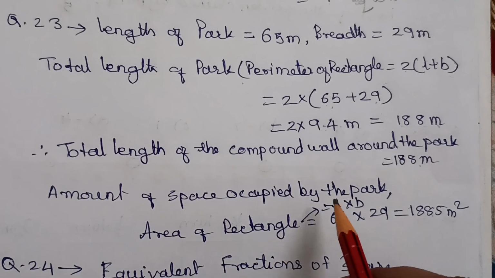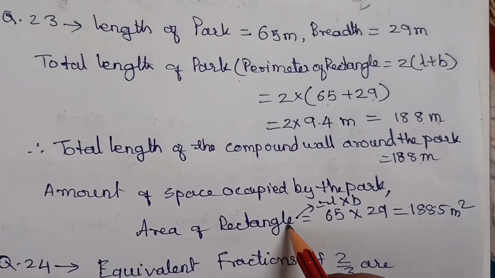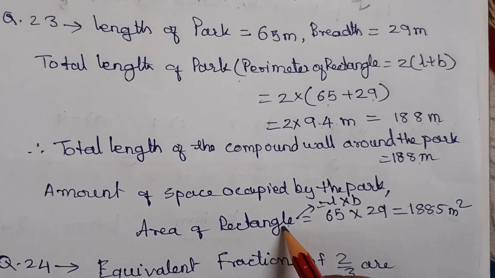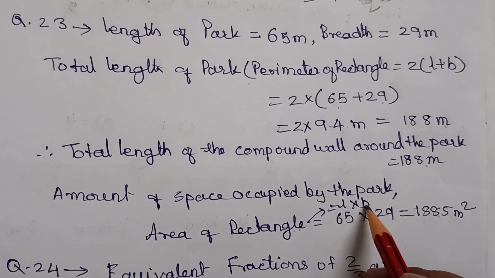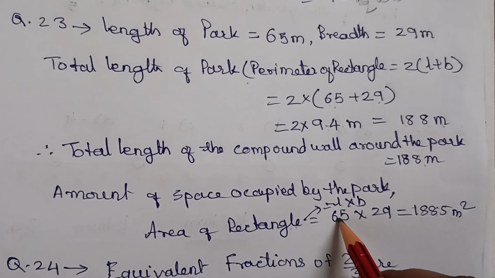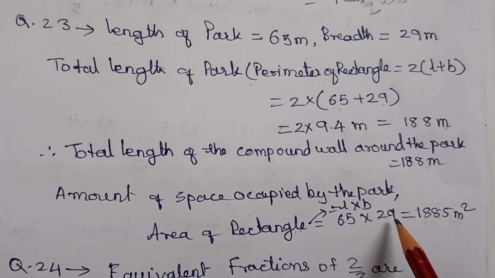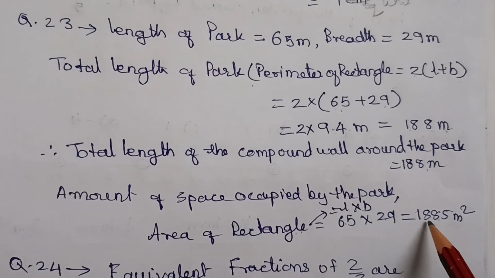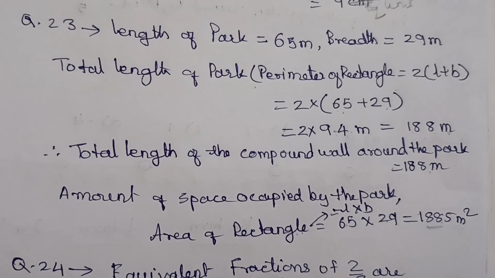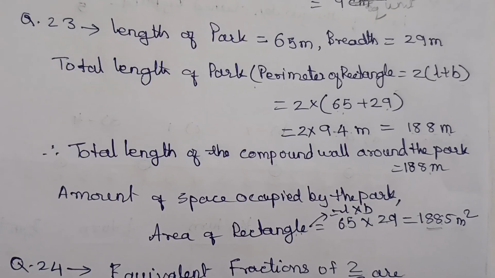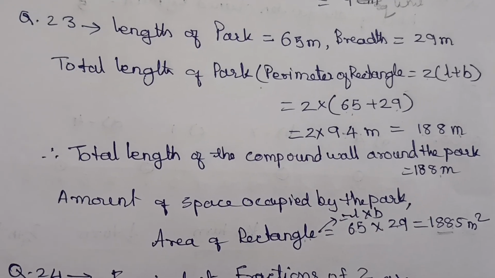Then the amount of space occupied by the park. Here we have to find out the area of the rectangle. To find out the area of the rectangle, we'll use the formula: area of rectangle is equal to length into breadth. So length is given as 65 meter and breadth is 29 meter. So 65 into 29. After multiplying, here we are getting the answer 1885 meter square, which is the area occupied by the park. Amount of space occupied by the park.